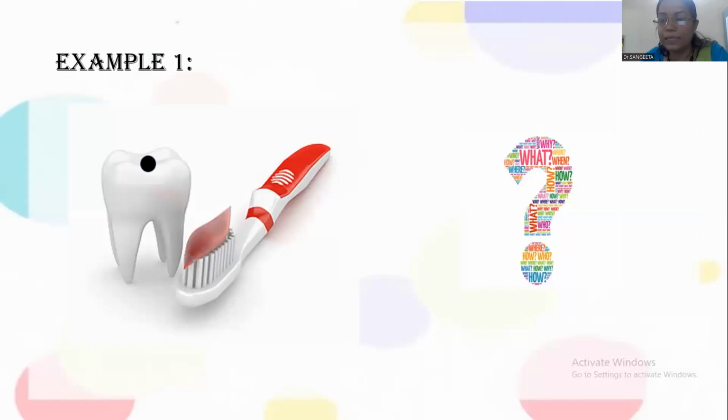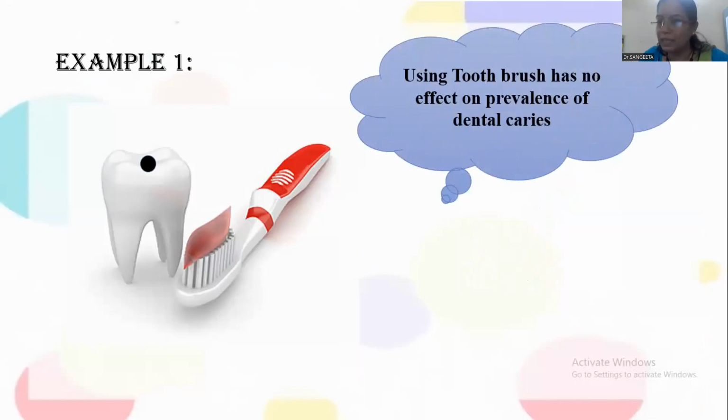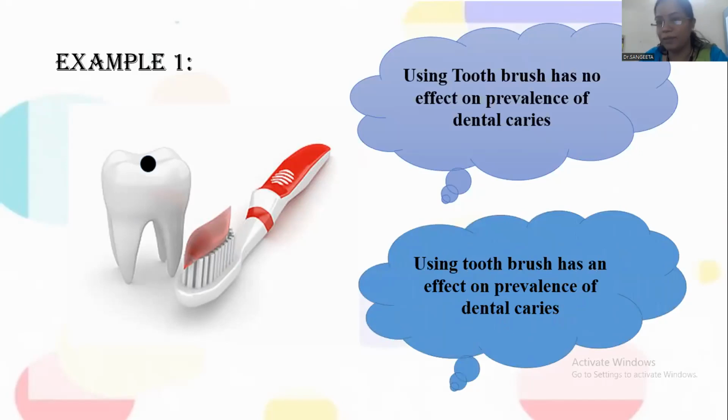Moving with the small examples to make it much more clear to you. If I have a study suggesting that toothbrushing has an effect or doesn't have an effect on dental caries, my null hypothesis will be: using toothbrush has no effect on the prevalence of dental caries. So what will be my research hypothesis? It does have an effect.